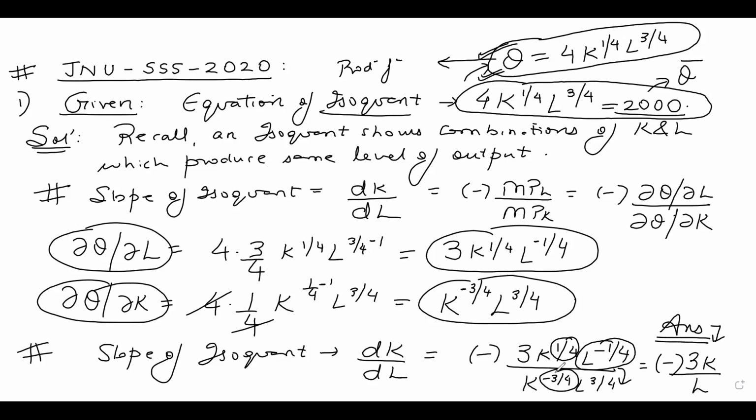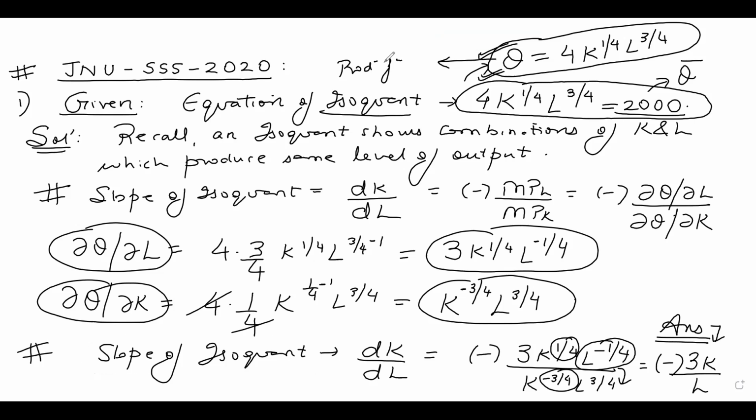So the final answer for question 1 is minus 3K by L. That's the slope of the isoquant. You can clearly see that the isoquant is downward sloping, because to produce the same level of output, if a firm employs more labor, it has to give up some amount of capital. Okay, so I can come back to the question paper and we can mark the correct answer.